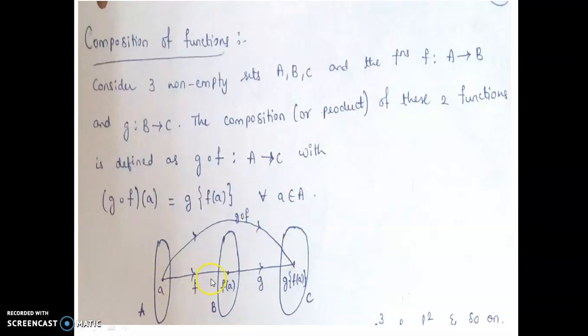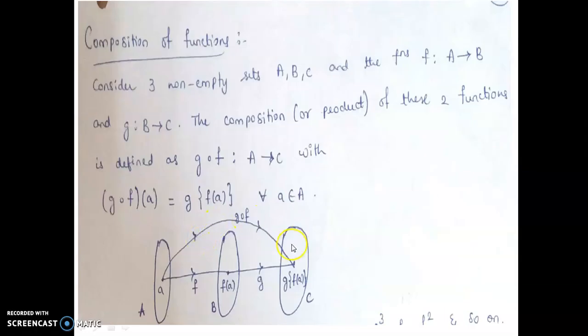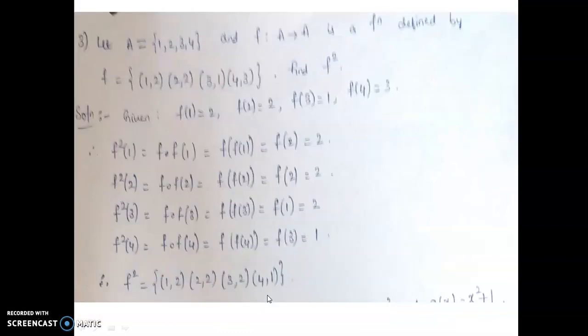So f is a function from A to B, g is a function from B to C, and g of f is a function from A to C. So we call it g of f. This is the function f, this is g from B to C, and g of f is from A to C. That's why there is an edge from A to C. We will see the example here. It will be more clear when you complete this example.